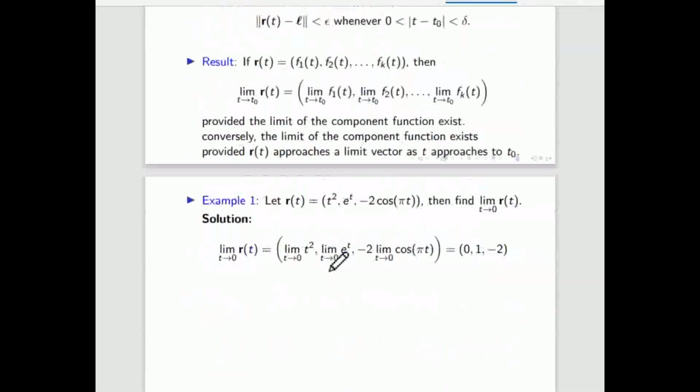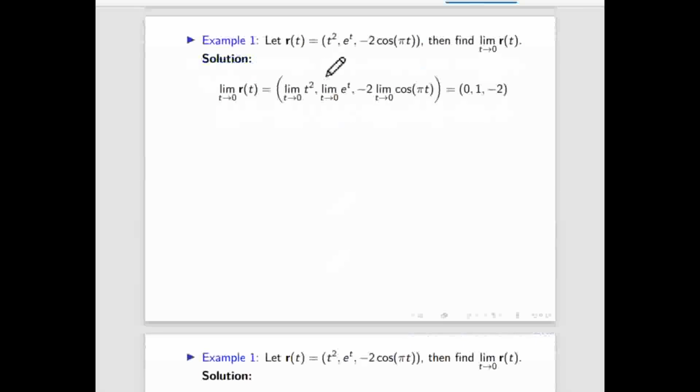So for example, this is the question. You have to find the limit of this function. t square as t tends to 0 will give 0. e to the power t as t tends to 0 will give 1, and then this one, cos 0 will give 1, so it will come to minus 2. So I hope it is clear.